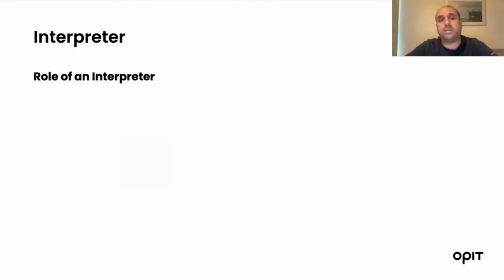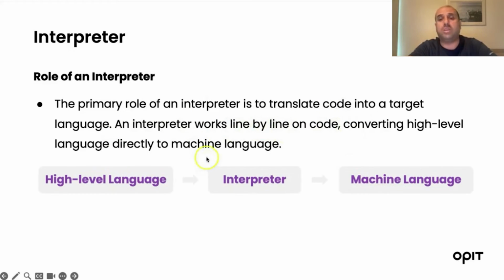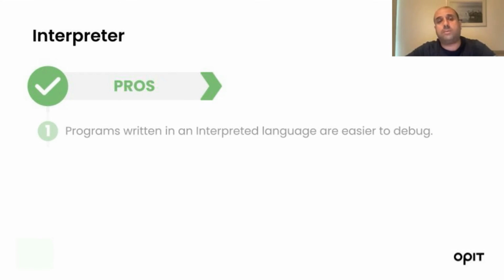What's the role of an interpreter? The primary role is to translate code into a target language. It works line by line on code, converting high level to direct machine language, which is then interpreted or executed on a virtual machine. The positive points of an interpreter: programs written in an interpreted language are easy to debug.